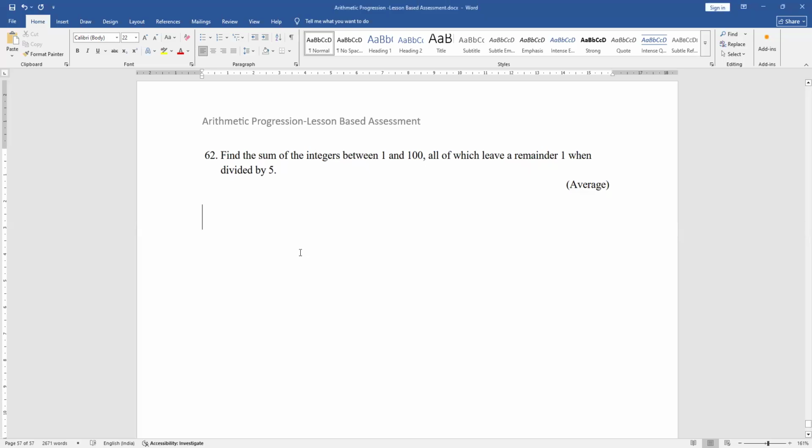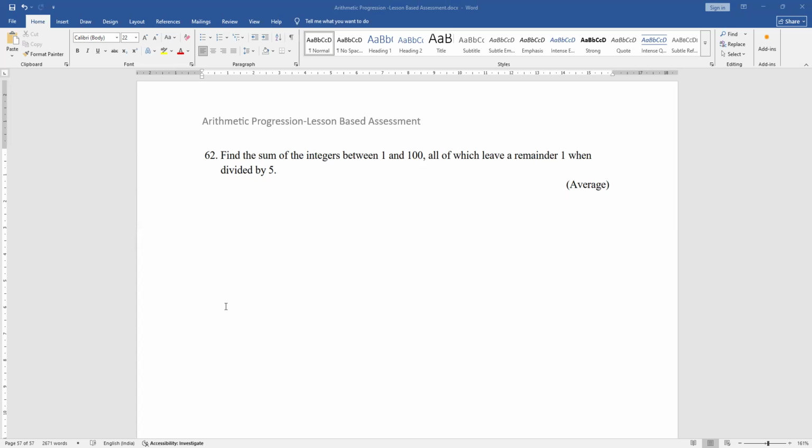Now I move on to the 62nd problem. Find the sum of integers between 1 and 100, all of which leave a remainder 1 when divided by 5. Okay. So now, ಈಗ ನಾವೇನ್ ಮಾಡ್ಬೇಕಂದ್ರೆ we need to find out the sum of all the numbers which when you divide by 5 you should get remainder as 1. Okay. ಇವಾಗ ಯಾವ ನಂಬರ್ಗಳು ಬರುತ್ತೆ ಫಸ್ಟ್ ಅದನ್ನ ಐಡೆಂಟಿಫೈ ಮಾಡೋಣ.